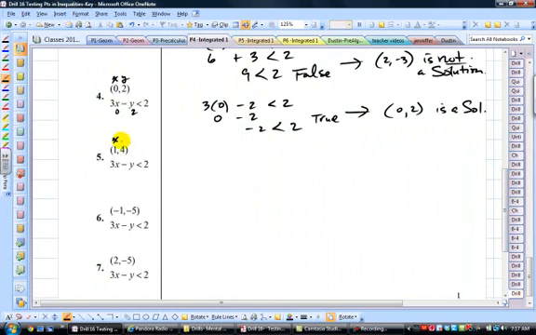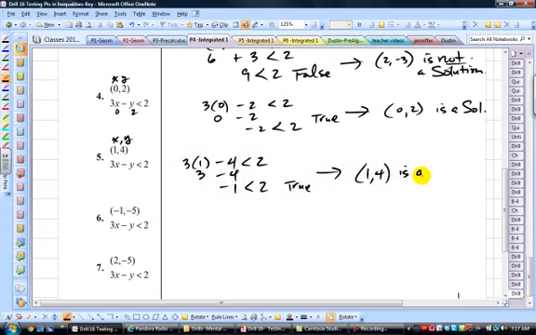All right, let's test 1, 4. Okay, so we got 3 times 1 minus 4. Is that less than 2? Well, 3 minus 4 is negative 1. Negative 1 is less than 2. This is a true statement, so obviously 1, 4 is a solution.